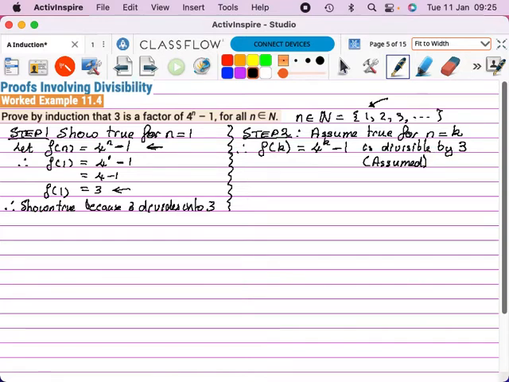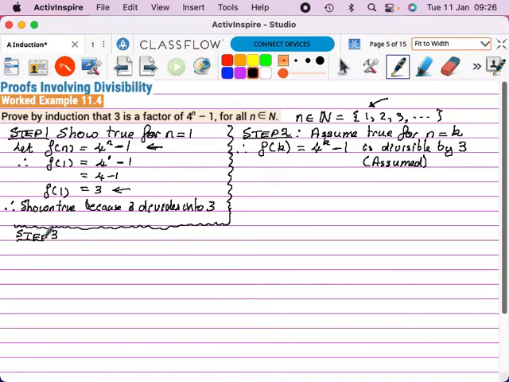It doesn't matter quite what language you use, as long as you tick the box. So we're assuming that 3 will divide into 4 to the power of k minus 1. Another way of saying that statement is that 3 is a factor of 4 to the power of k minus 1. So there's interchanging of language there. We're now going on to step 3, which I'm going to squeeze down the bottom here.